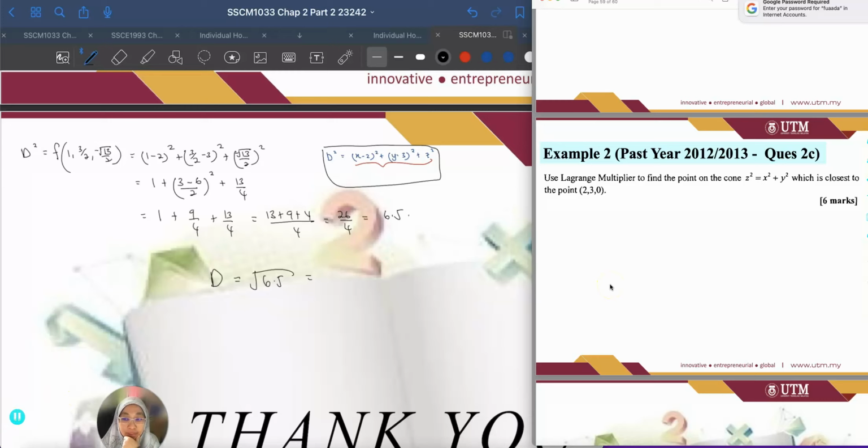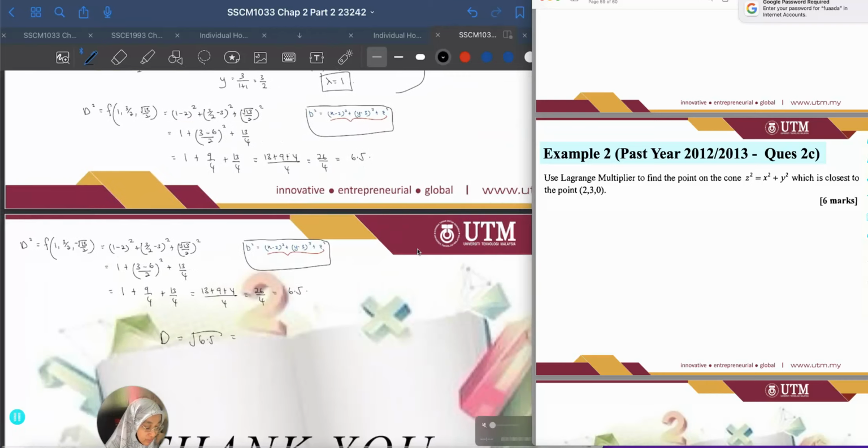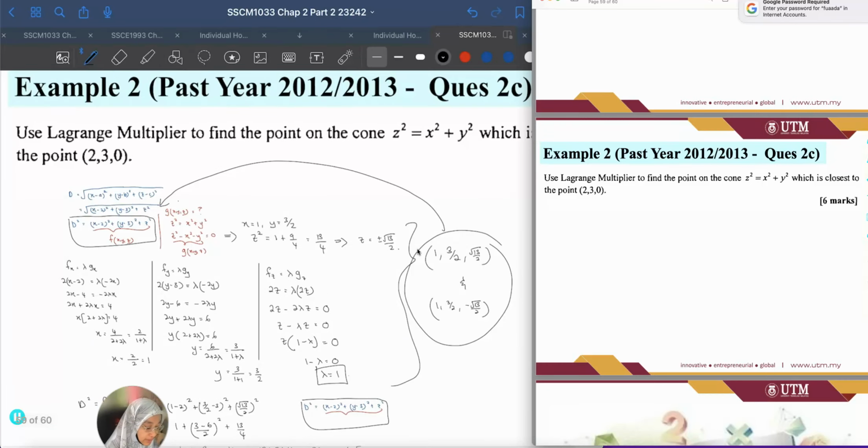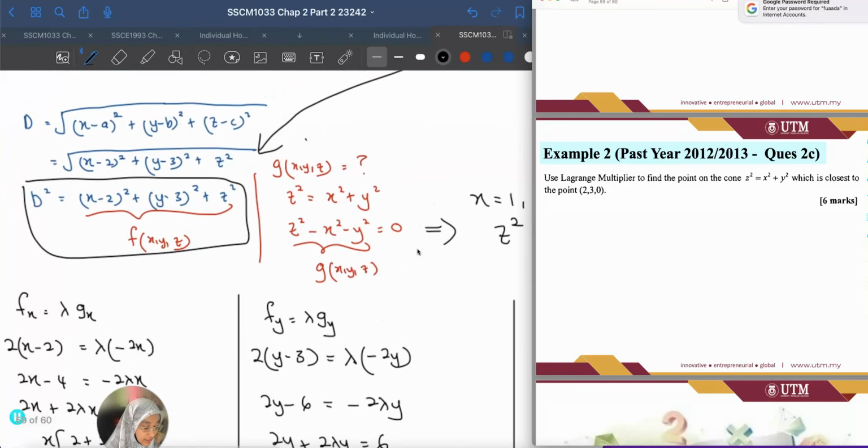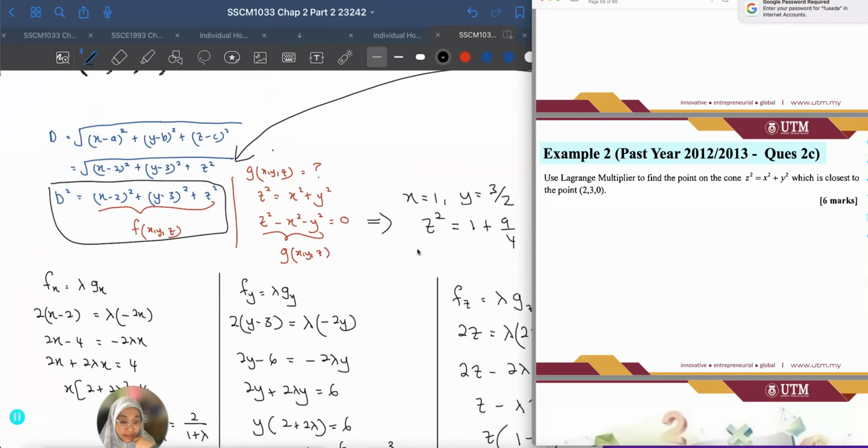So from now on, if the question has to do with the shortest distance, or maybe they ask for the minimum distance, something related to distance, that will be the function. Okay, just like you have done for this one, you have to choose the distance formula to be your function, and the other one becomes the constraint.